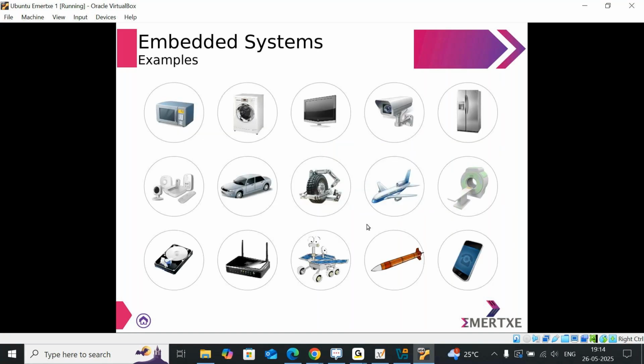We have discussed some real-time examples of embedded systems. You have given microwave oven, refrigerator, washing machine, TV, robotics examples, home automation system, avionics machine, and also rover example, routers, all the medical equipment, and mobile phone. These are examples of embedded systems.